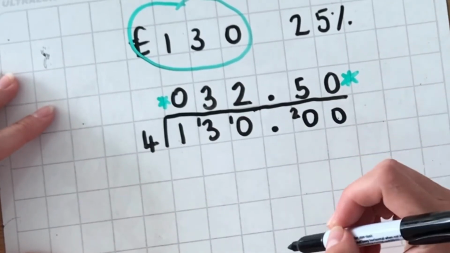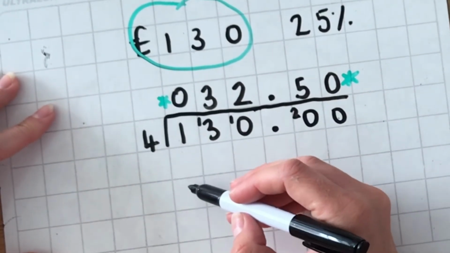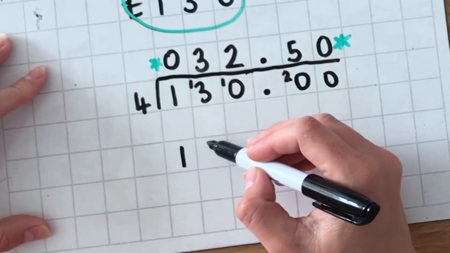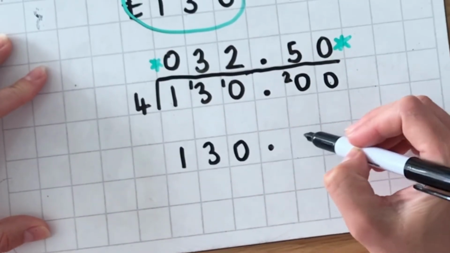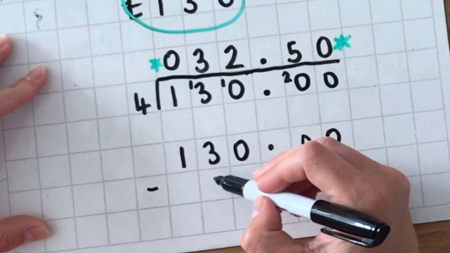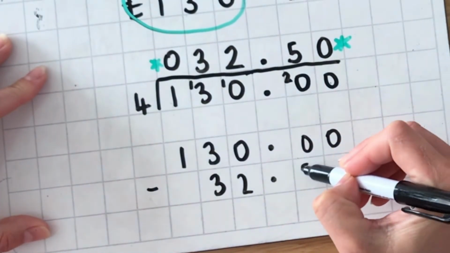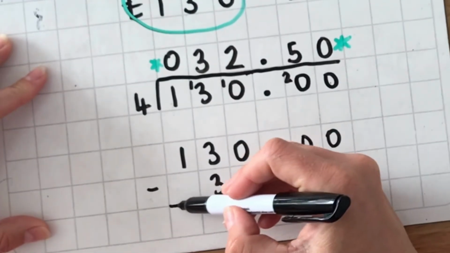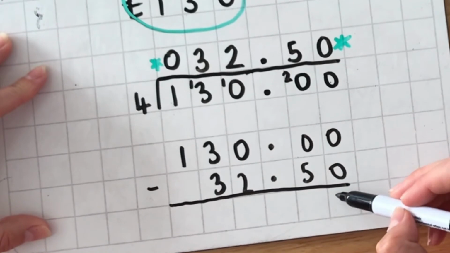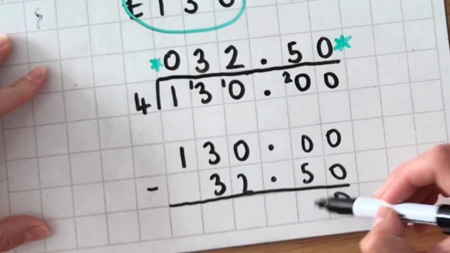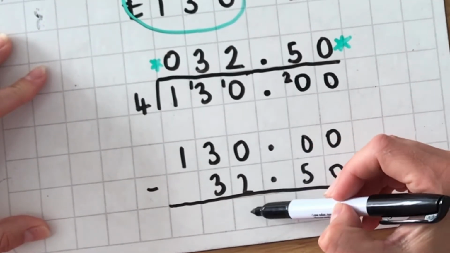Some of you will be happy to do that in your head, and some of you will need to use your formal method. So 130, take away £32.50. So 0 take away 0 is 0. 0 take away 5 you can't do. Can't take anything from 0.